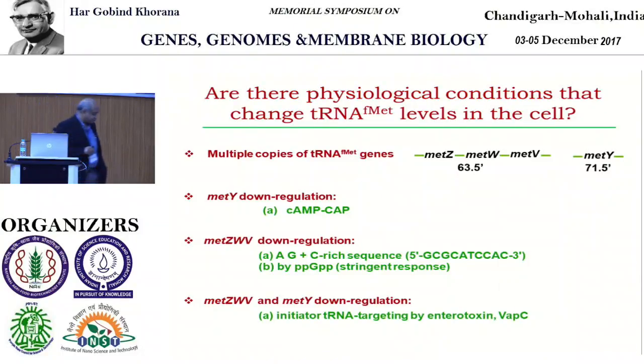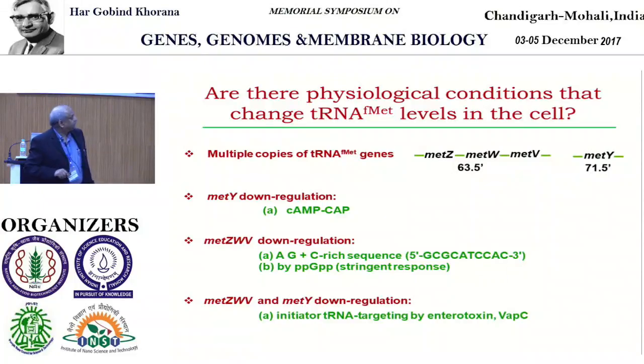Now, the point that can be asked is, this is our completely artificial system. Would it have any relevance whatsoever to the in vivo situation? The only way it can have any relevance would be if there are situations where the levels of initiator tRNA can be altered. There are such situations known. Cyclic AMP CRP binds to a downstream gene, argG, but the cyclic AMP binding site is overlapping with the promoter of metY, and this binding actually downregulates it.